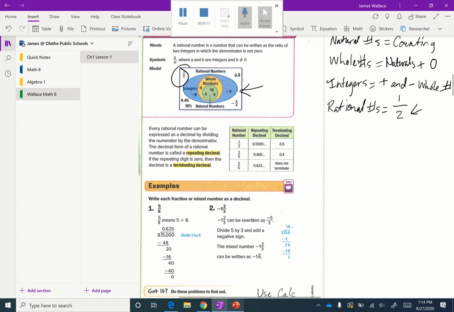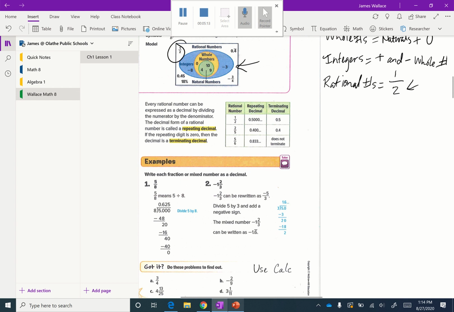Moving on, we have a couple more vocabulary terms. The decimal form of a rational number is called a repeating decimal. And if the repeating digit is 0, then the decimal is a terminating decimal. Here are examples of these. I would go ahead and write this stuff down as well.